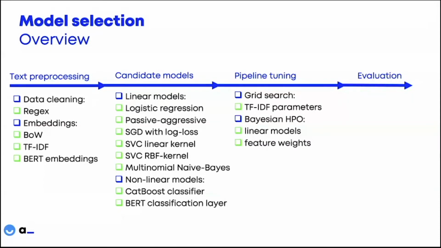So for the setup, we tuned our pipeline using grid search and Bayesian optimization. We decided to use grid search for a more extensive search of the TF-IDF parameters, and Bayesian optimization for the parameters of the linear models. And also we used it as a kind of feature selection to choose the best feature weights for our classifier.